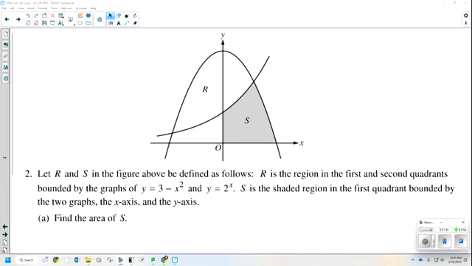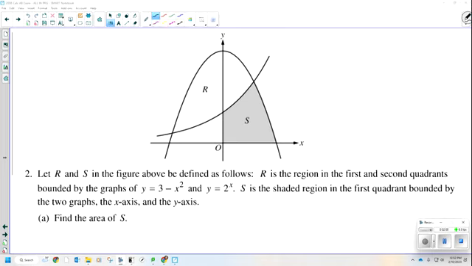So 2A is asking us to find the area of S. Okay, we're going to find the area of this gray shaded region. Now, even without a calculator, I should be able to tell which graph is 3 minus x squared and which graph is 2 to the x. However, you have a calculator and you can graph them both if you wish.